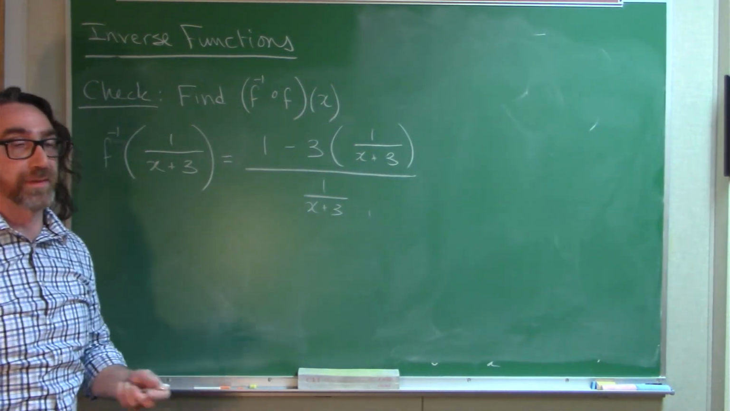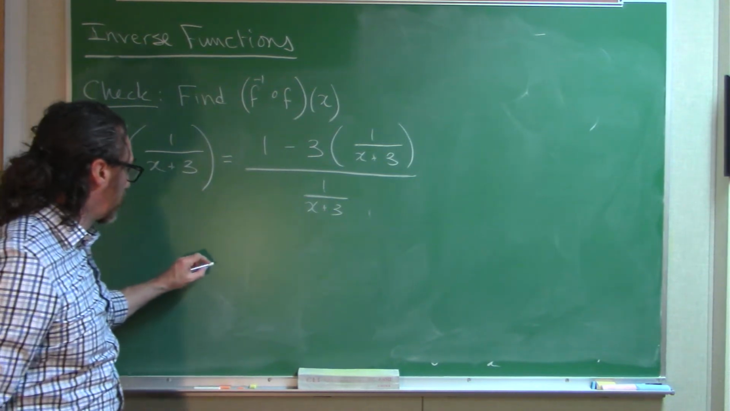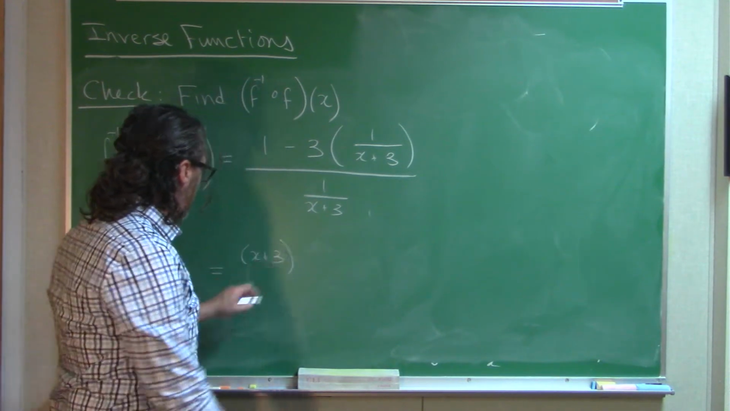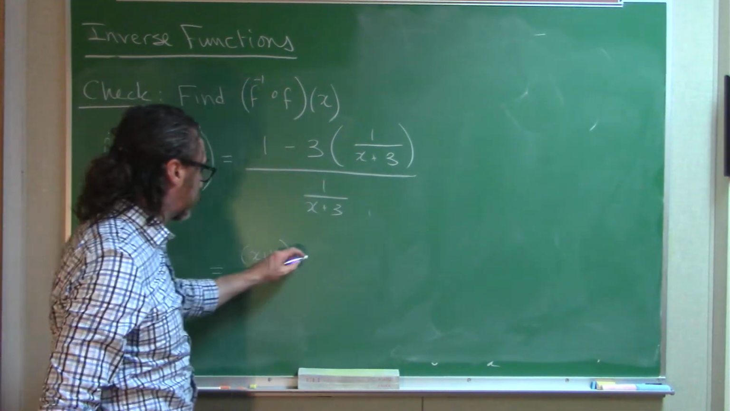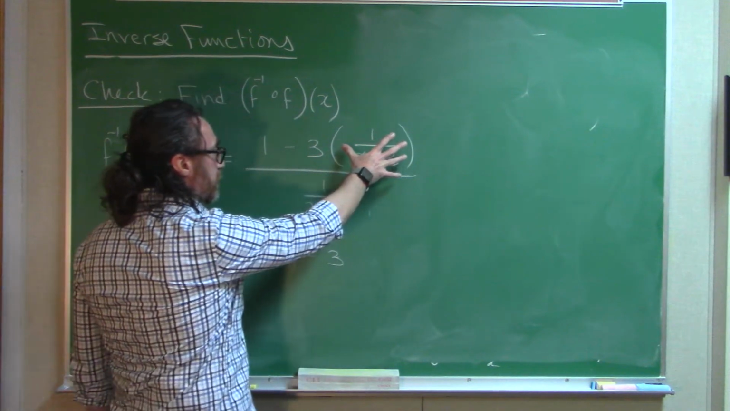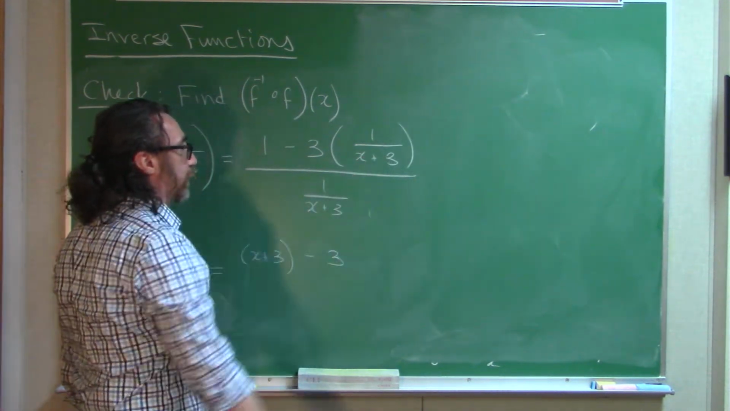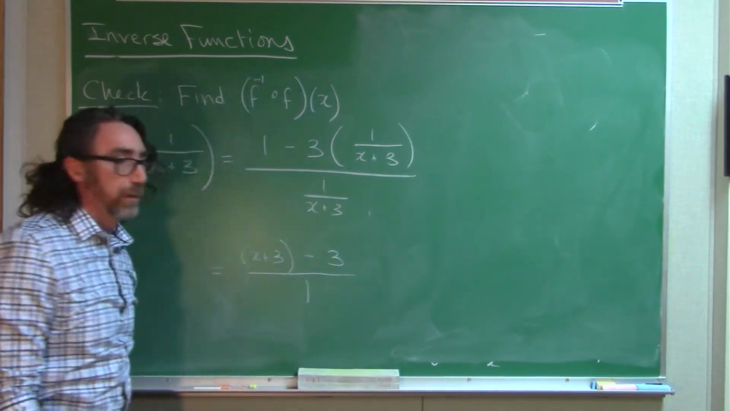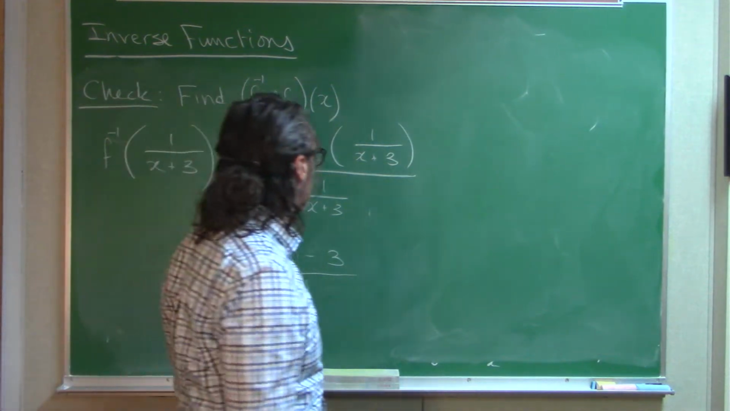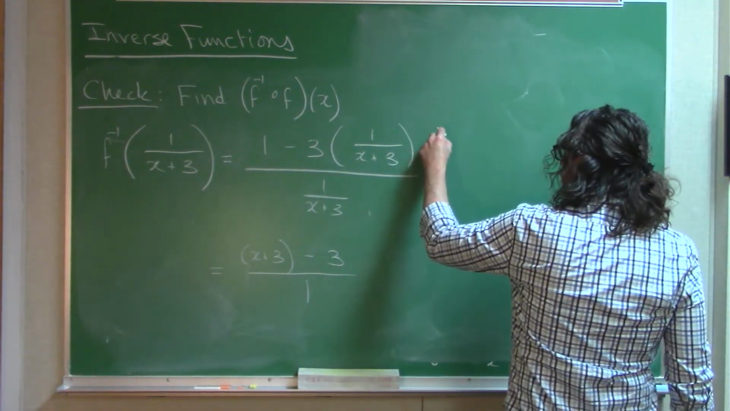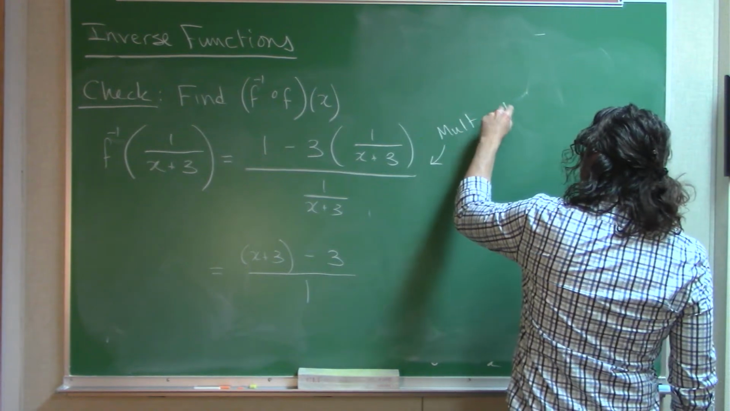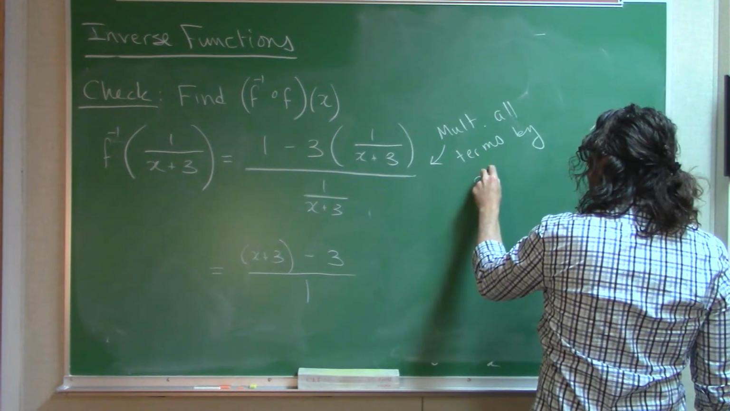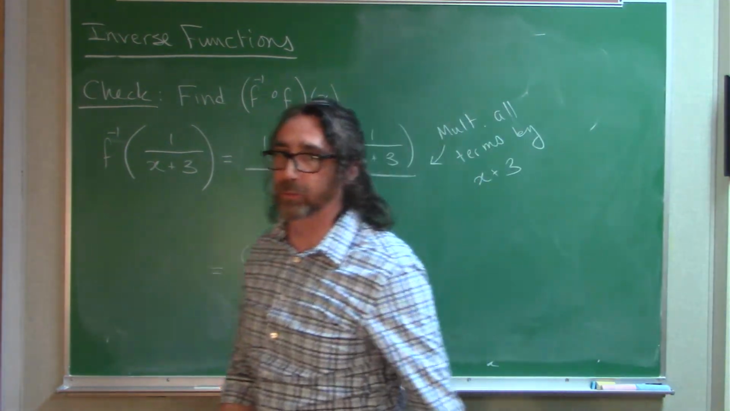Now I'm going to try and simplify this as best I can. And what I'm going to do is multiply every term by x plus 3. You multiply this by x plus 3, it's just x plus 3. You multiply this by x plus 3, it cancels with the x plus 3 you have there. You multiply this by x plus 3, there's a 1. Let's make a little note of what we did. So we're multiplying all terms by x plus 3.